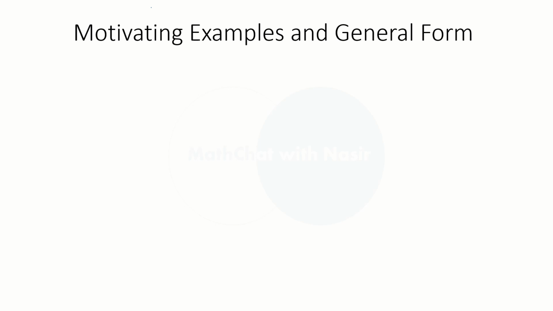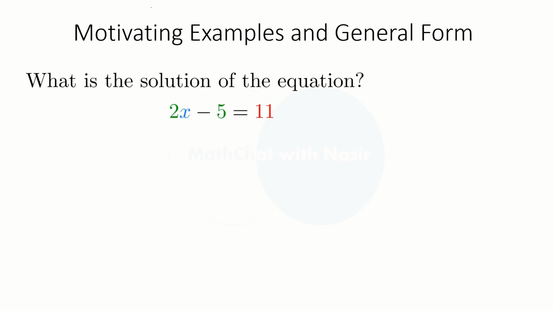An equation is called a linear equation if the exponent of each of the unknowns does not exceed 1. This is a linear equation having one unknown x. What is the solution of this equation? By solution we mean the value of x for which the left hand side and the right hand side of the equation are equal. The solution is x equal to 8.